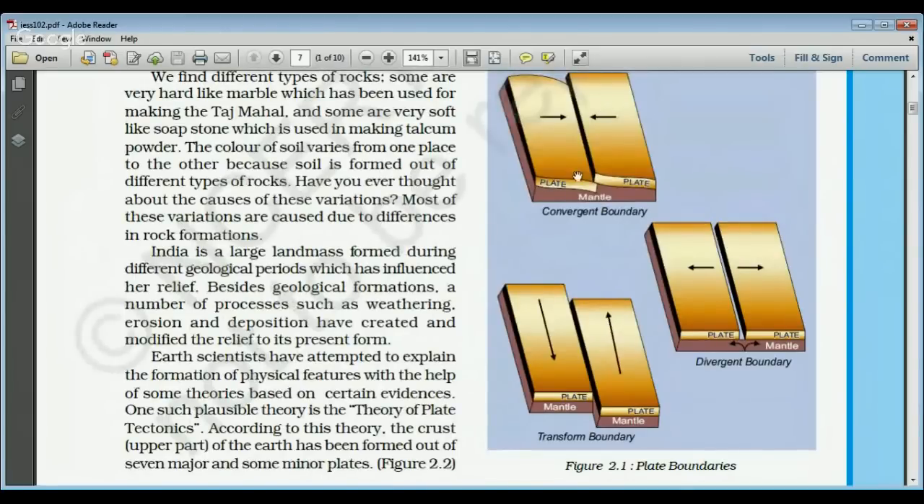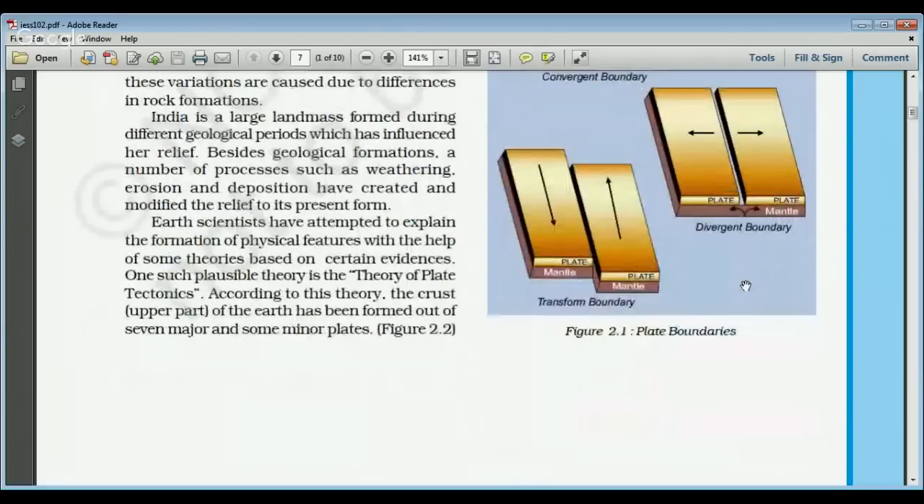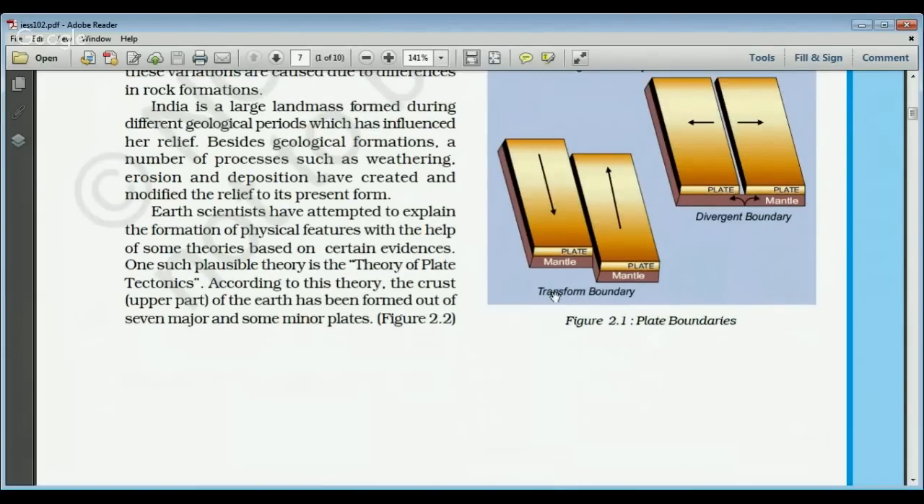In the first figure, you will see that there is a convergent boundary, and both the plates are trying to push over each other. They are trying to ride over each other. Then the second is known as a divergent boundary. They are trying to go away from each other. And the third is known as a transform boundary. They are passing one another only horizontally, moving parallel to each other.